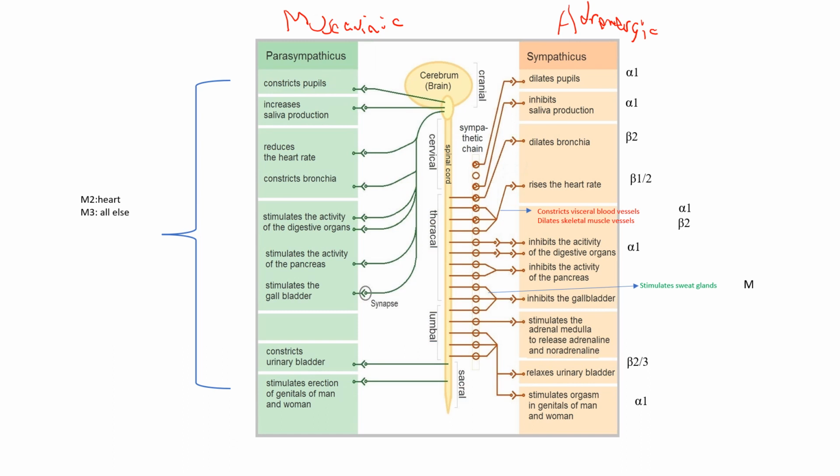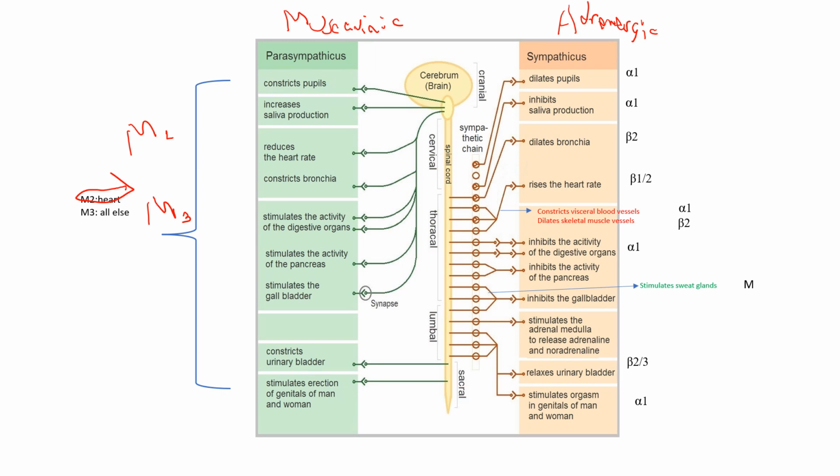Parasympathetic's pretty easy. Heart has M2 receptors, and literally everything else is M3. So if you're ever on a test question, it's asking what kind of parasympathetic receptor is this, M3 is almost always a safe bet, unless it's the heart, in which case it's M2.